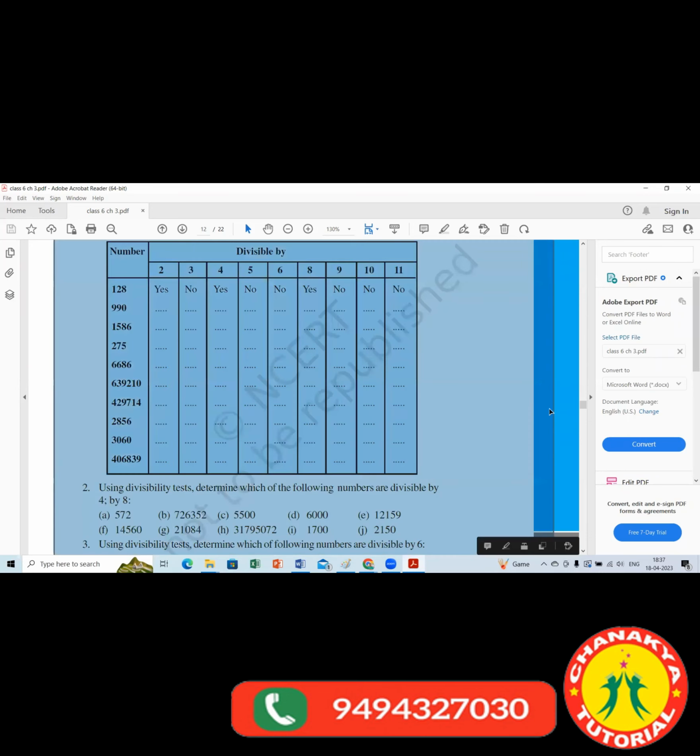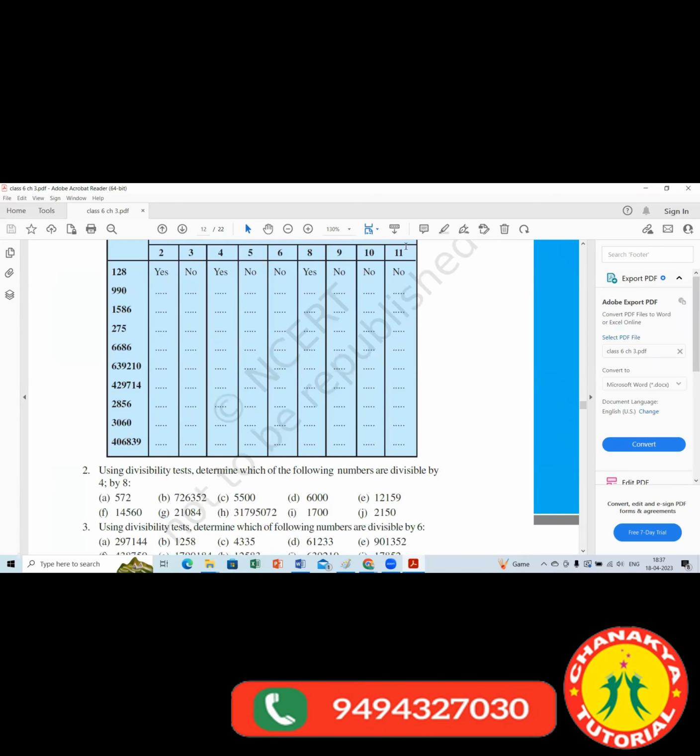Deepika, which number do you want to take from among these? Please choose your number and tell the divisibility rules for all. Ma'am, till here we already completed 275. You have to choose from this. Ma'am, 6686. Okay, 639210. Okay, come on.